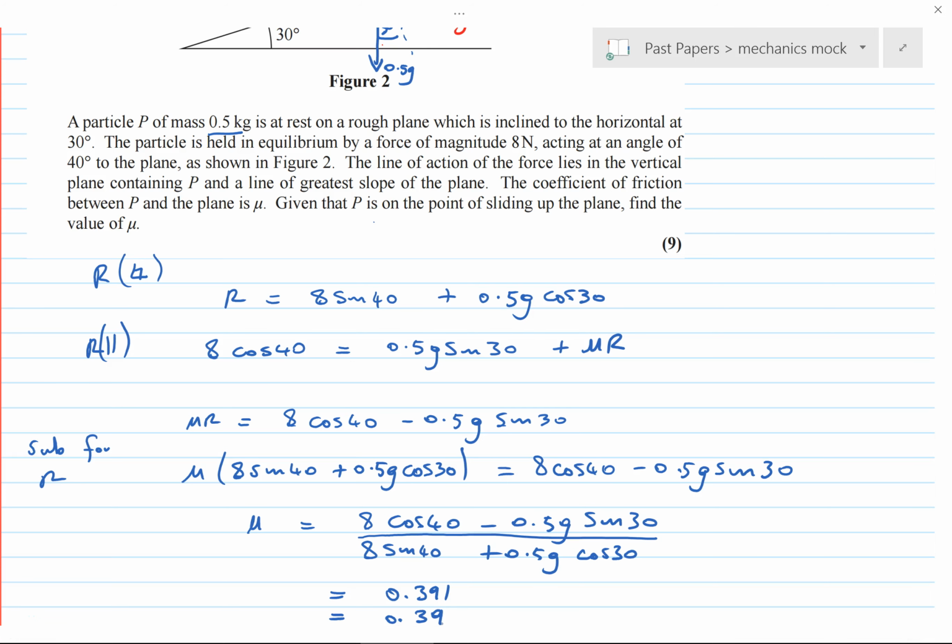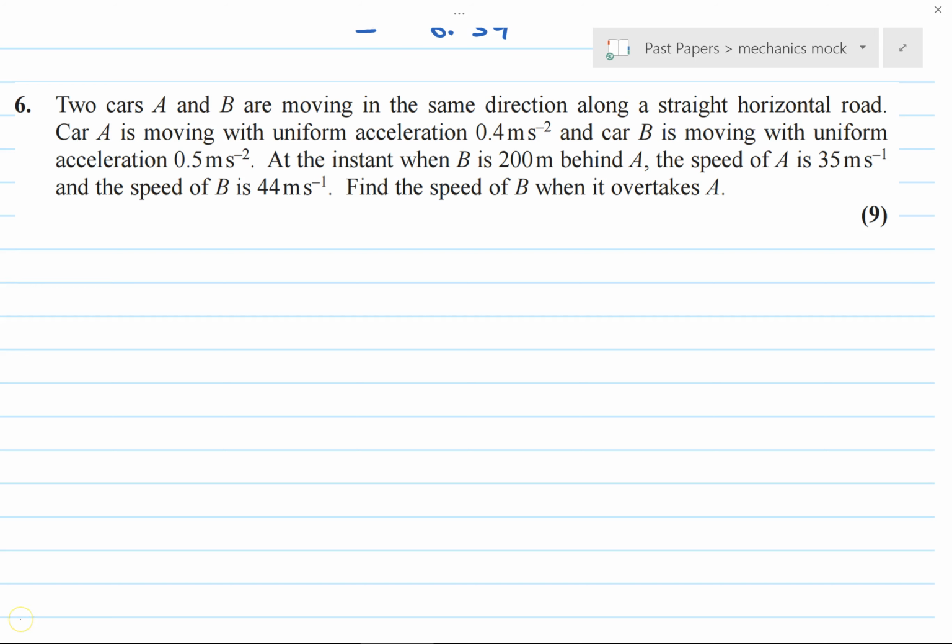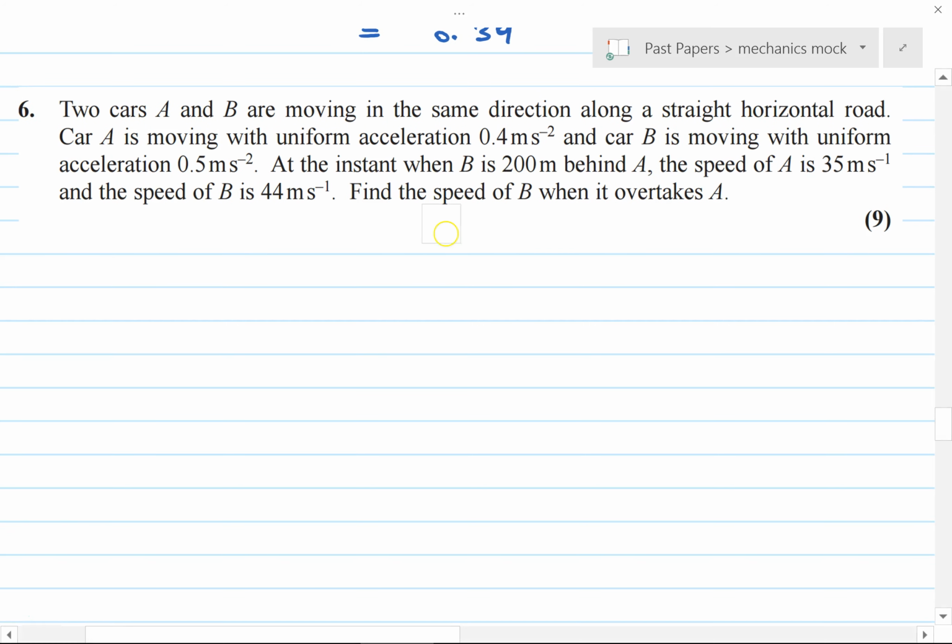Let's look at question 6. Of the 26 students I marked papers for, this was the worst done question. Maybe some people couldn't get started with it because there was lots of information and you had to set up 2 different situations. And it asked for the speed of B, and I think that distracted people. It's actually easier to work the time out where they've both overtake each other.